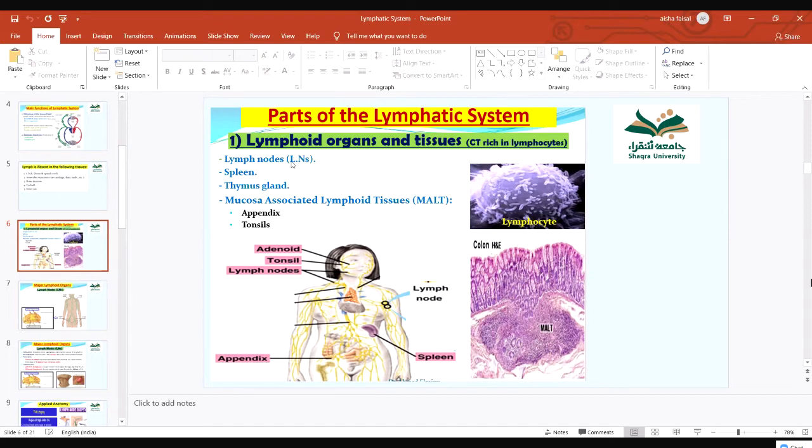So you know where the lymph nodes are located. They are located along the route of the lymphatic vessels. So these lymphatic vessels, which are draining your lymph, will encounter many lymph nodes before leading into the big veins of your body. Then you have mucosa.